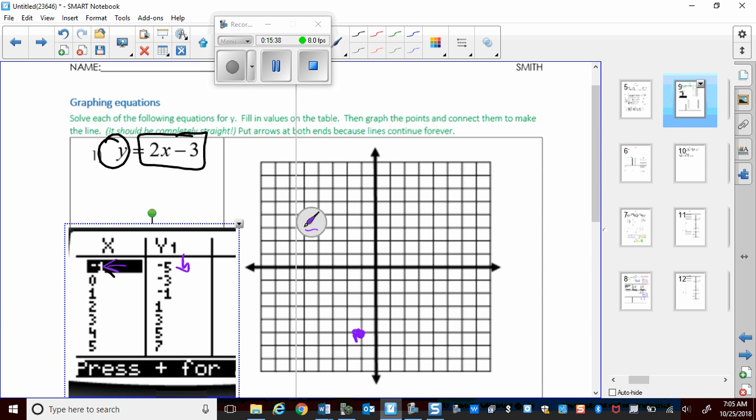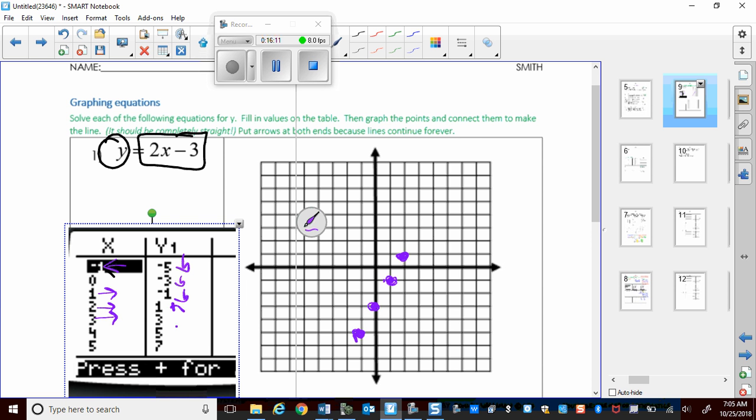Okay, there's my first point. Next point, I don't go anywhere. I don't go left or right. I just go down 3. So down 3. Here's my next point. Next set, right 1, down 1. Next set, right 2, up 1. Next point.